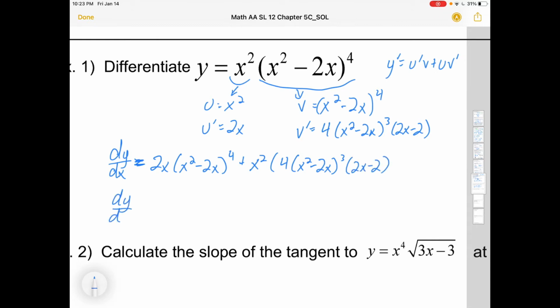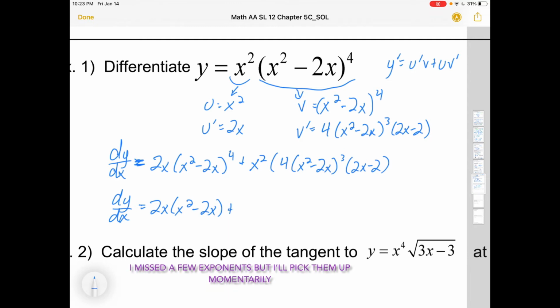Let's clean it up just a touch. 2x(x² − 2x) + 4x²(x² − 2x)³ times (2x − 2). A bit of a mess. Again, this is fine.